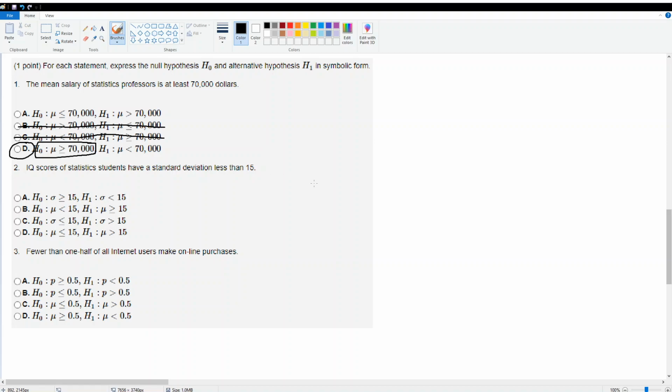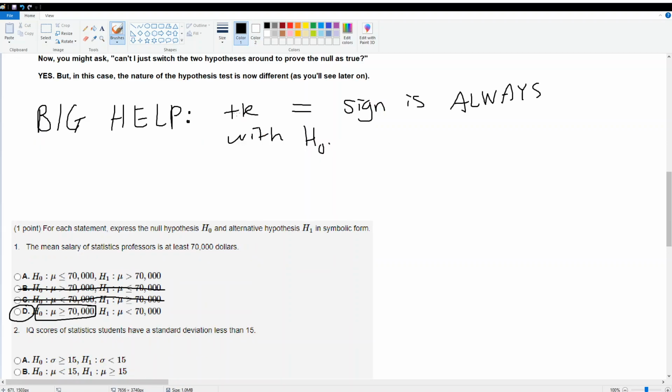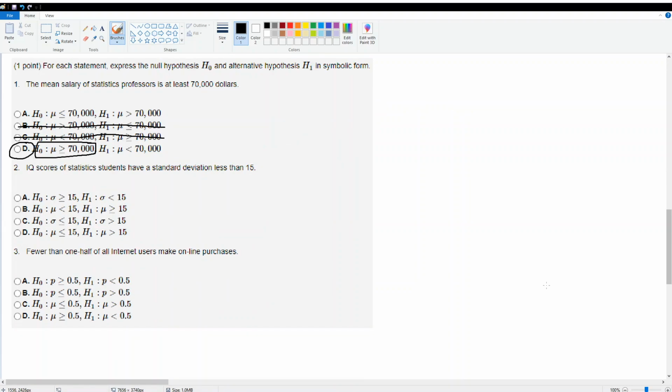So I'll give you about a minute or two to do these next two. And with a hint here, notice it never states what the assumption is. And yet, just by knowing the equal sign rule, which you'll recall up here, the equal sign has to be with the null. Just by knowing that, it gives you a lot of help. So I'll give you a minute to do these next two.